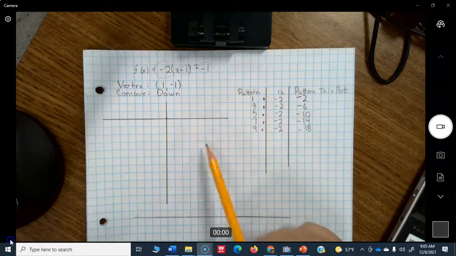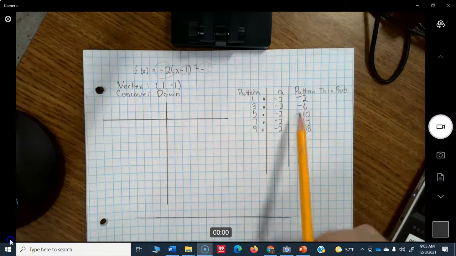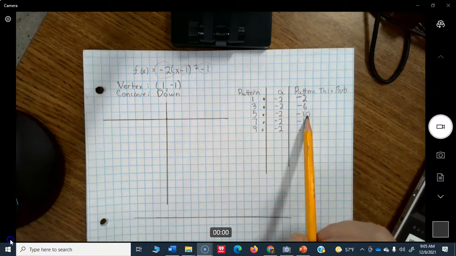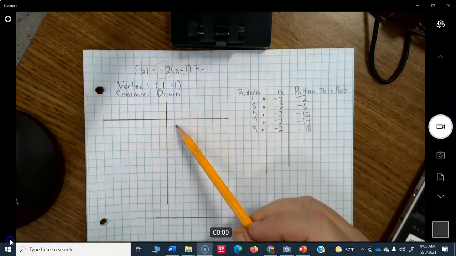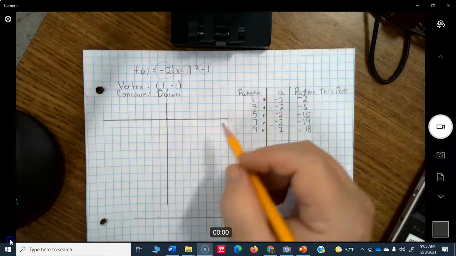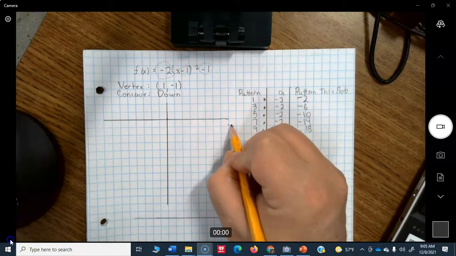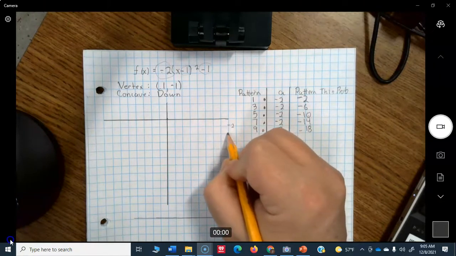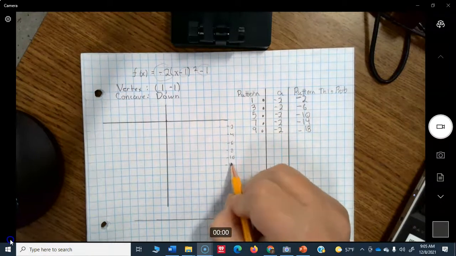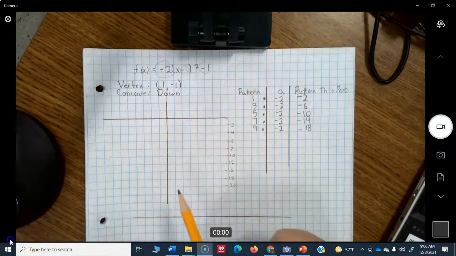So let's see, the first time I move over, I'm going to go down 2, then I'm going to go down 6 more, that's 8, and then I'm going to go down 10 more, that's 18. So I'm going to count each one of these as 2, 4, 6, 8, 10, 12, 14, 16, 18, 20. I'm going to put it out here. Each line is going to be 2, so -2, -4. So I'm just scaling my axis here. I just want to do it off to the side so it doesn't get in the way of the graph.